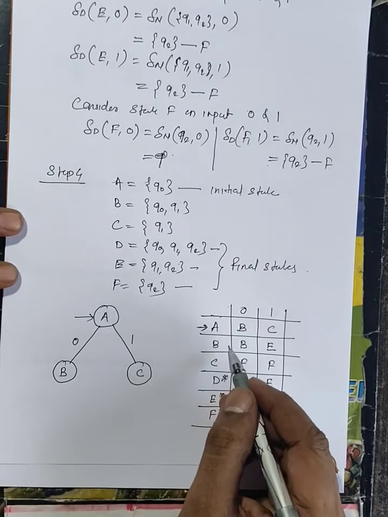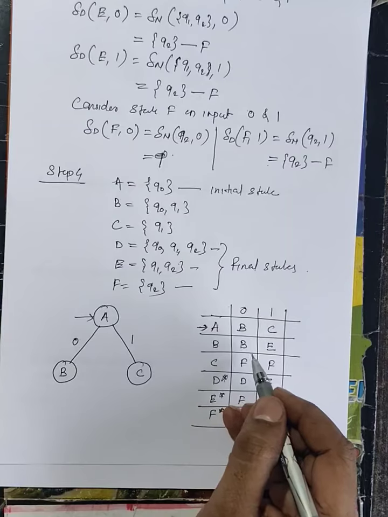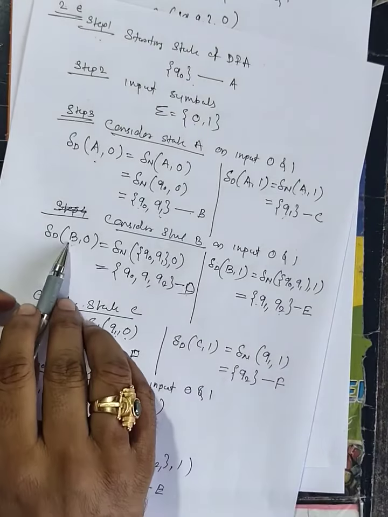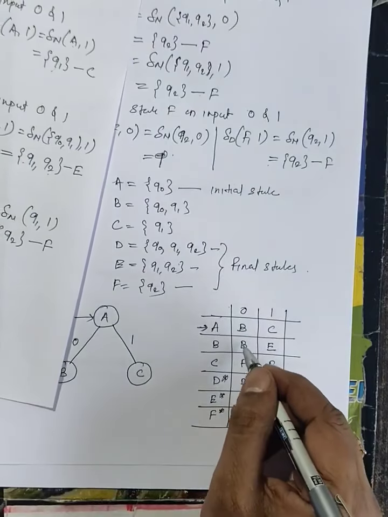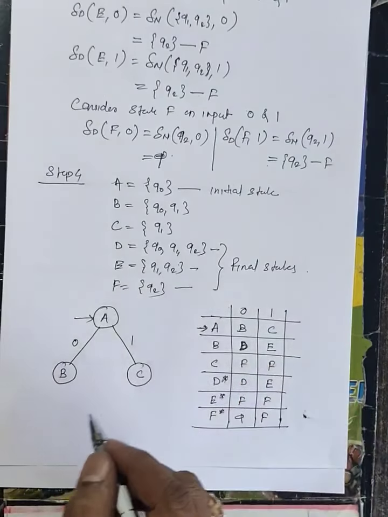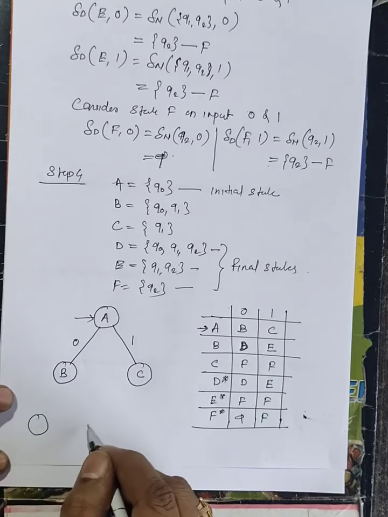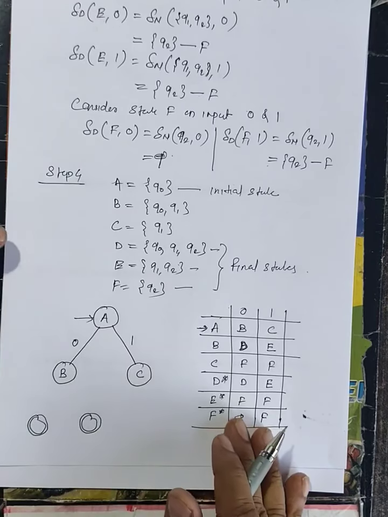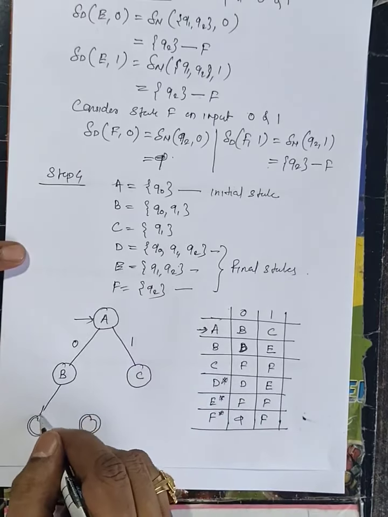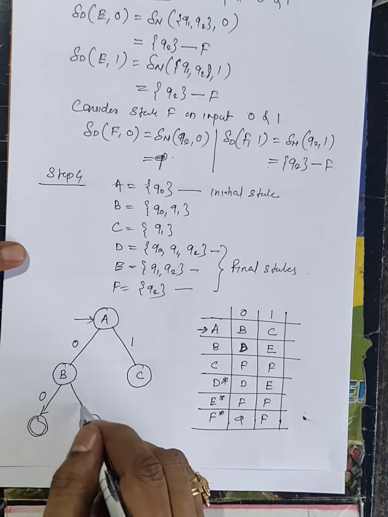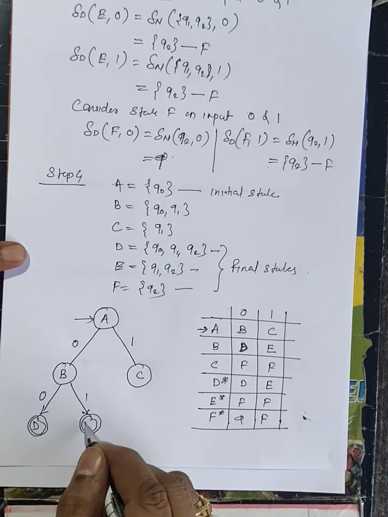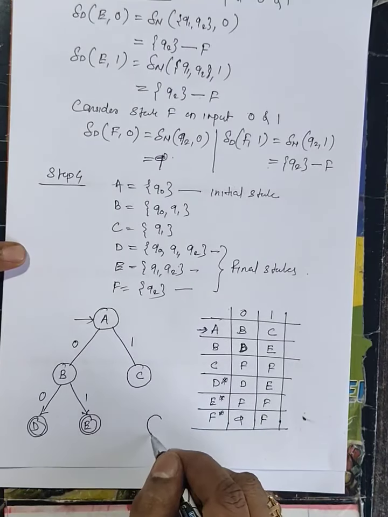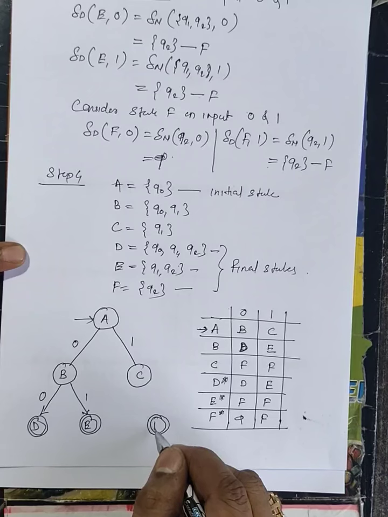B on 0, D and E. D and E both are final states. D on 0, on 1, this is D and E. Then C: F is a new state and F is again a final state.